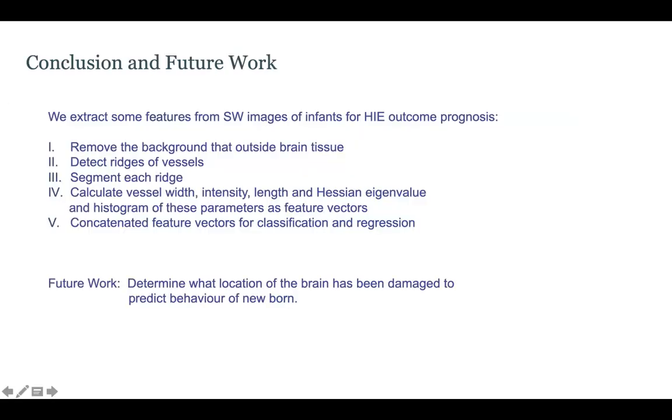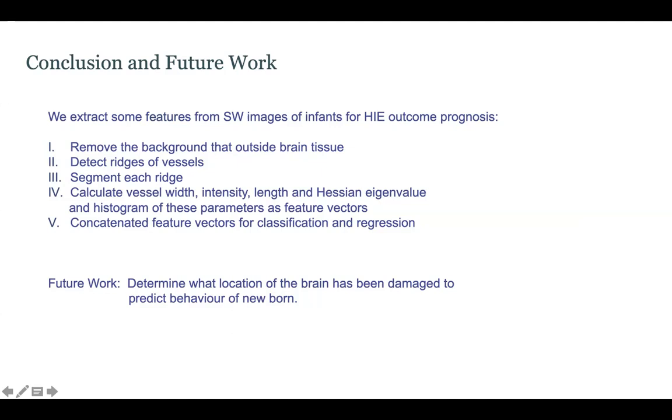Today, we extracted some features from SW imaging of infants for the HIE outcome prognosis. First, we remove the background outside of the brain, and then we detect the ridge of vessels, and then segment each ridge, and then calculate the vessel width, intensity, length, and Hessian eigenvalue, and use the histogram of these parameters as a feature vector to do the classification and the regression.